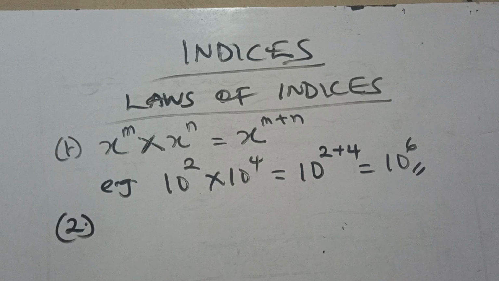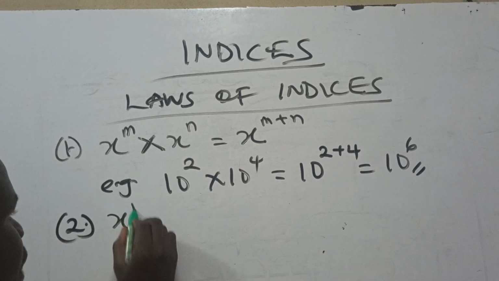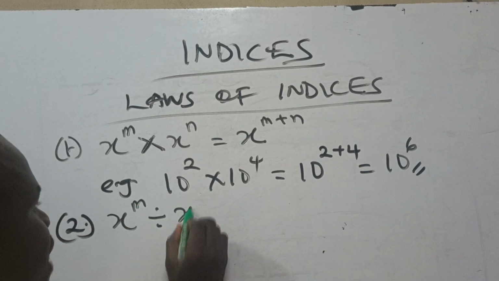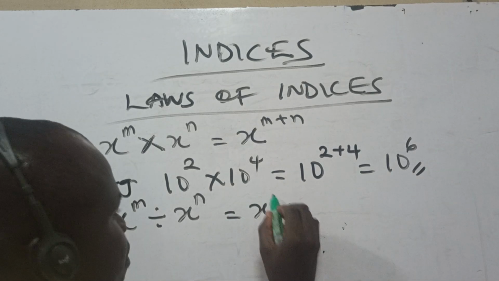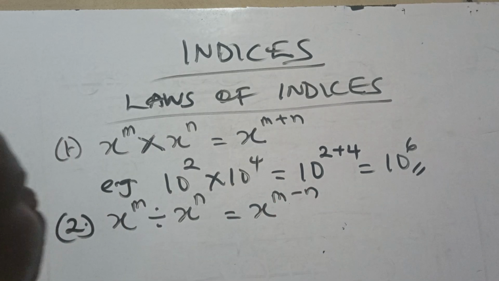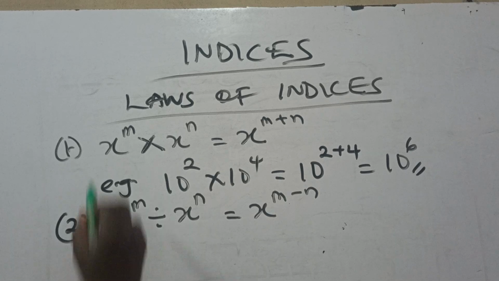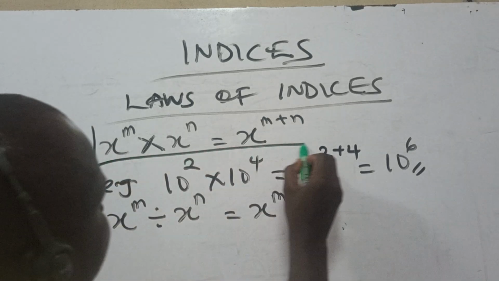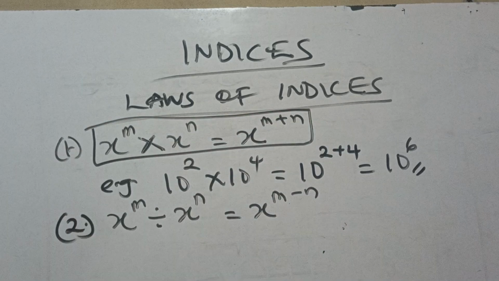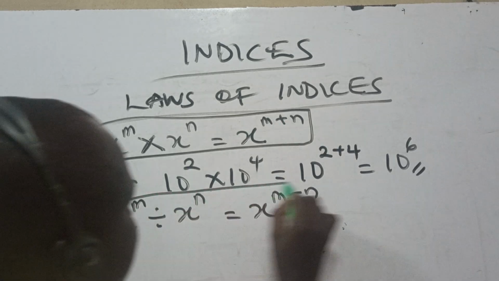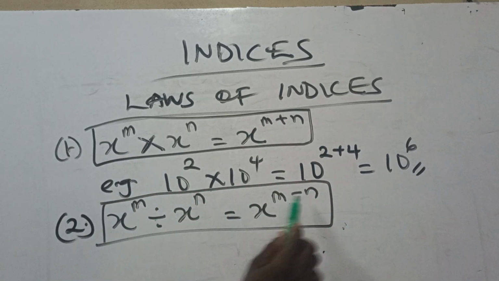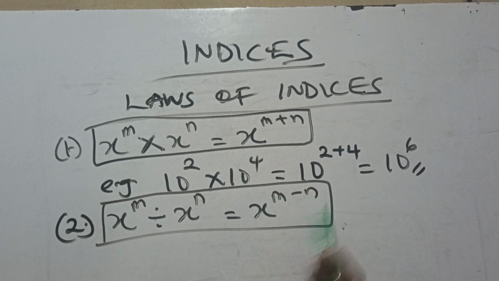Then the second law says that if you have x raised to power m divided by x raised to power n, then it gives us x raised to power m minus n. Please, I want you to note something. When we have the operation multiplication, the law says that you add the powers. Now that we have division, the law says that we subtract the powers from each other.